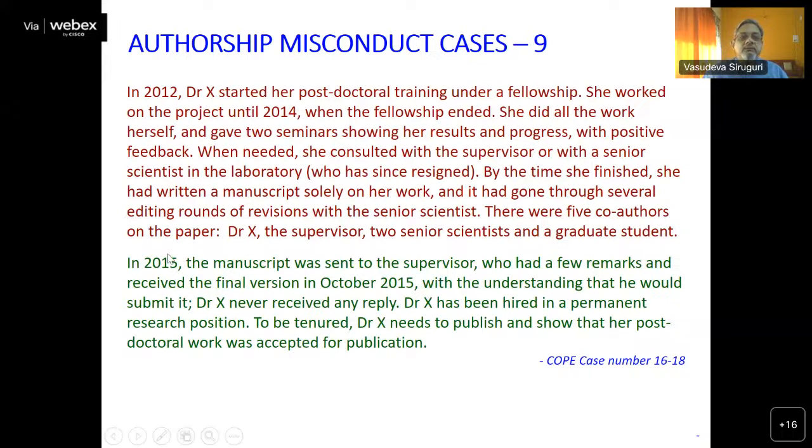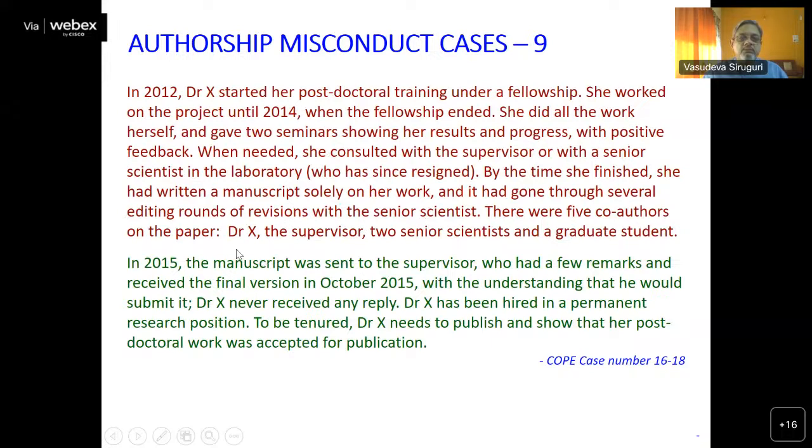In this case, there was a person who started her postdoctoral training under a fellowship. She worked until the fellowship ended. She did all the work herself, gave 2 seminars, etc., etc. And by the time she finished, she had written a manuscript solely on her work and went through several editing rounds with the senior scientists.